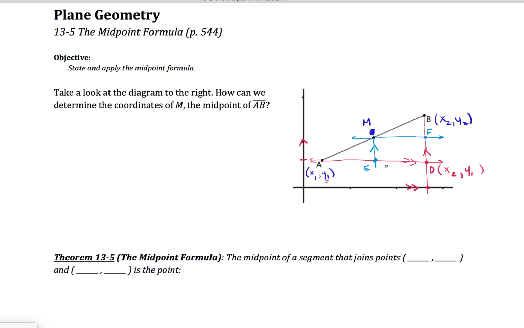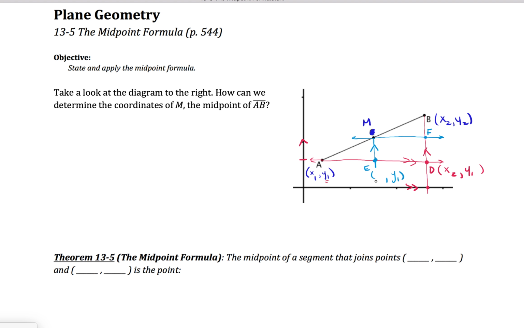All right, so now let's think if we can figure out the coordinates of point E. What are its x and y coordinates? Well, first of all, we know what the y coordinate would be, because it's going to be the same as the y coordinate for A and for D. It's going to be that y sub 1 number, whatever that would happen to be.